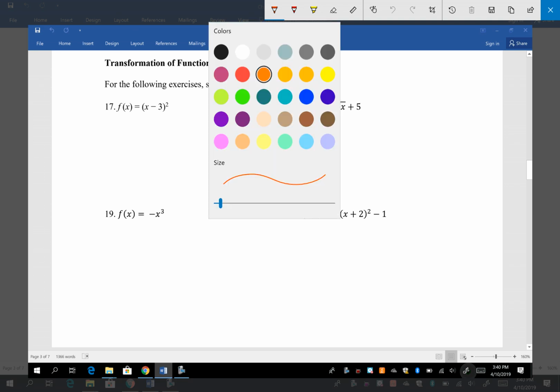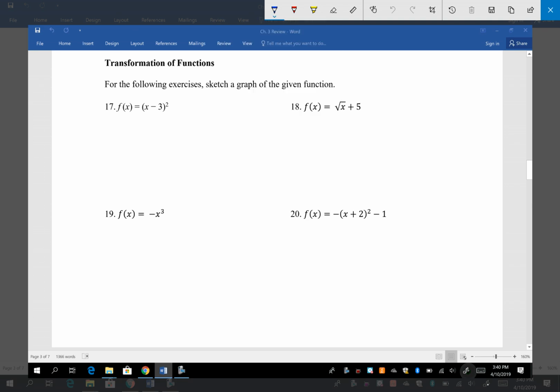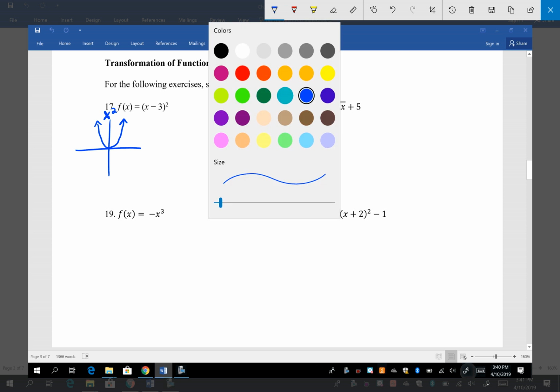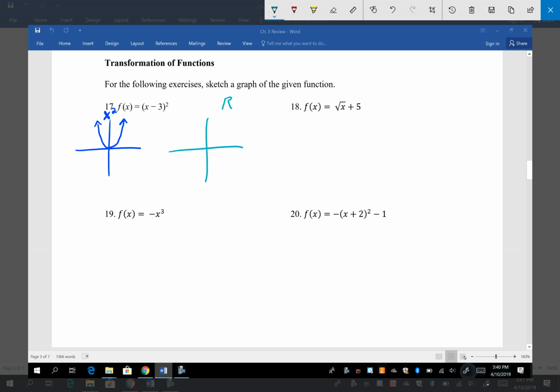I think the first thing I would recommend doing is deciding what the parent function looks like. So what is the function in 17? It's a quadratic function. You're going to sketch a parabola. Here's x squared. Everybody see that's x squared? So if it says x minus 3 and the minus 3 is in the parentheses, how is it being shifted? To the right 3. So I'm going to start it at 3, 0.